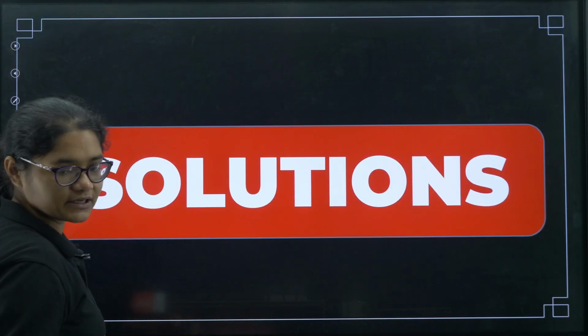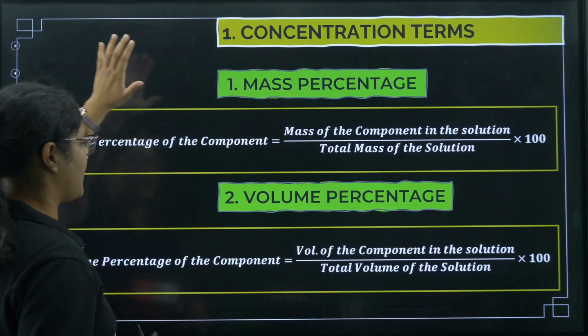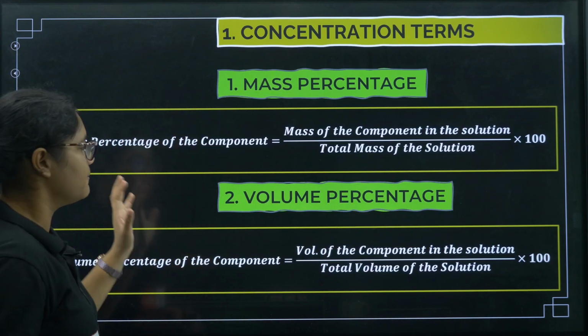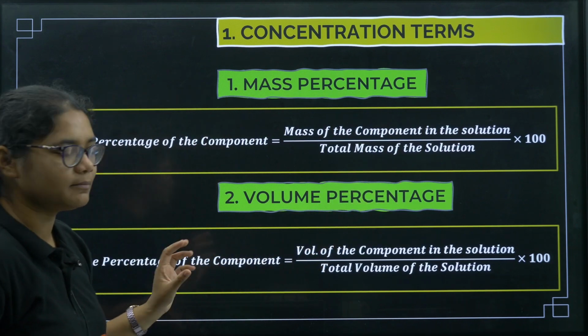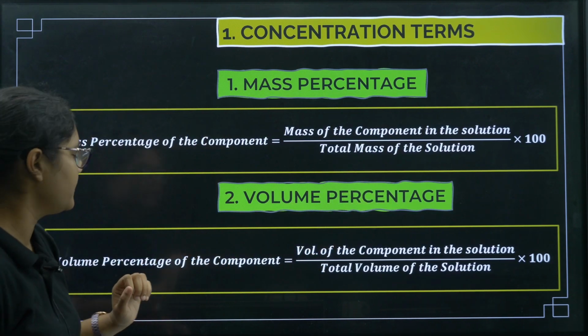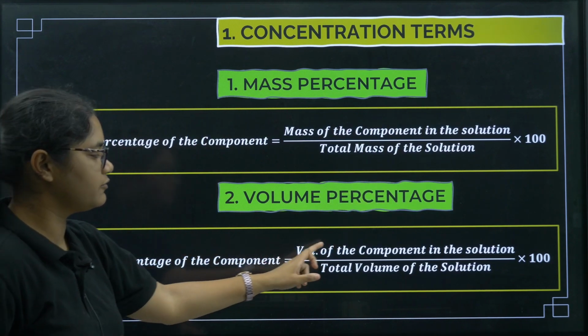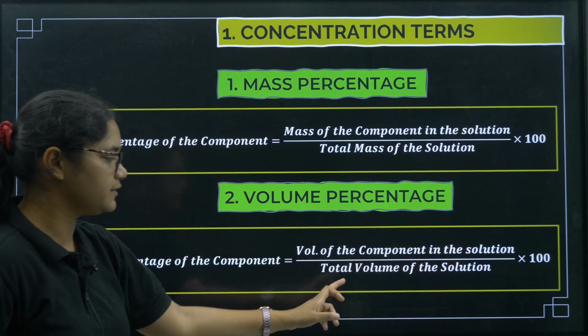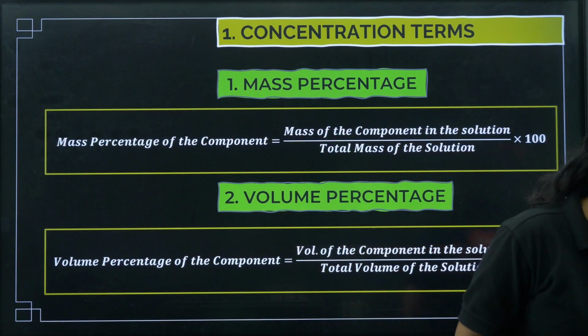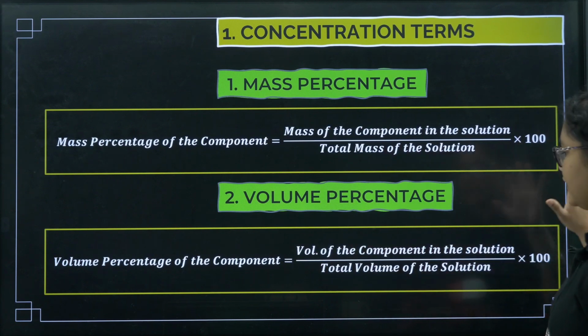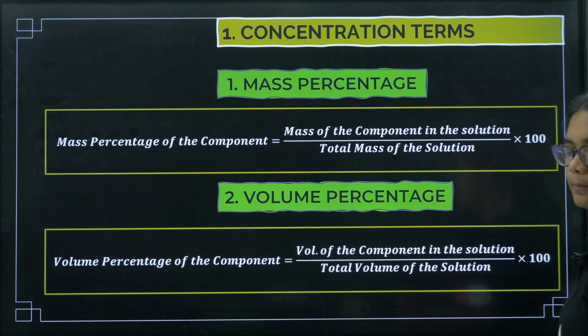First one is your chapter Solutions. In that we have first the concentration terms formulas. Mass percentage: mass of the component in the solution divided by the total mass of the solution into 100. Next, volume percentage: volume of the component in the solution divided by the total volume of the solution into 100. You can take a screenshot of this, or see it properly and note down.